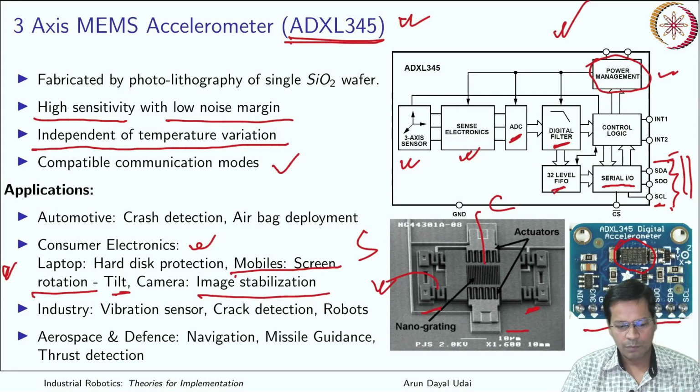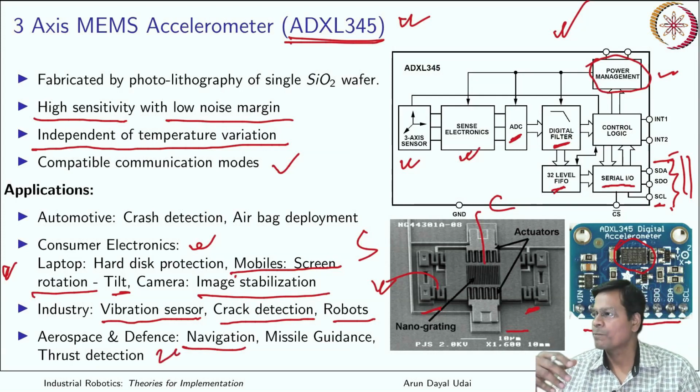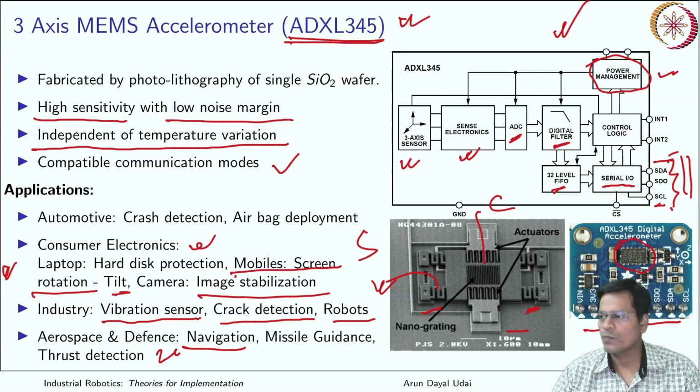In industry, you have vibration sensors, crack detection, and definitely robots make use of this, right? And in aerospace and defense, definitely for navigation purposes, missile guidance, thrust detection, all these use this type of accelerometer. Okay, so that's all for the MEMS based accelerometer, which are very, very sensitive.